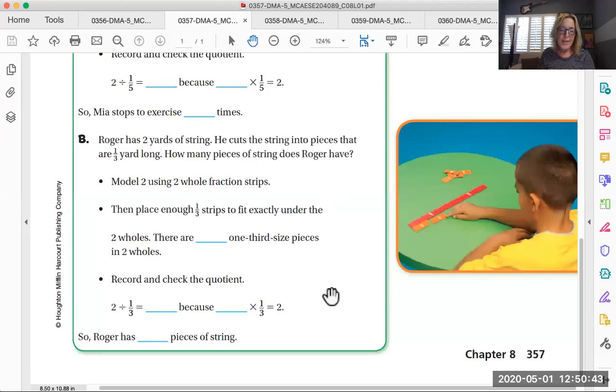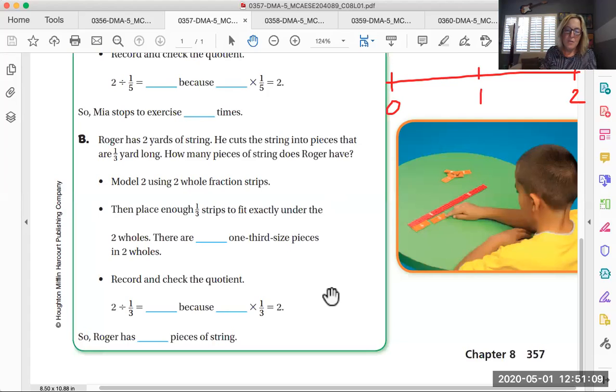So let's look at the next one. Roger has 2 yards of string. He cuts the string into pieces that are 1/3 yard long. How many pieces of string does he have? Well, let's draw this problem over on the side. Here's our piece of string. This is the beginning of it. This is 1 yard in, and this is 2 yards in, okay?